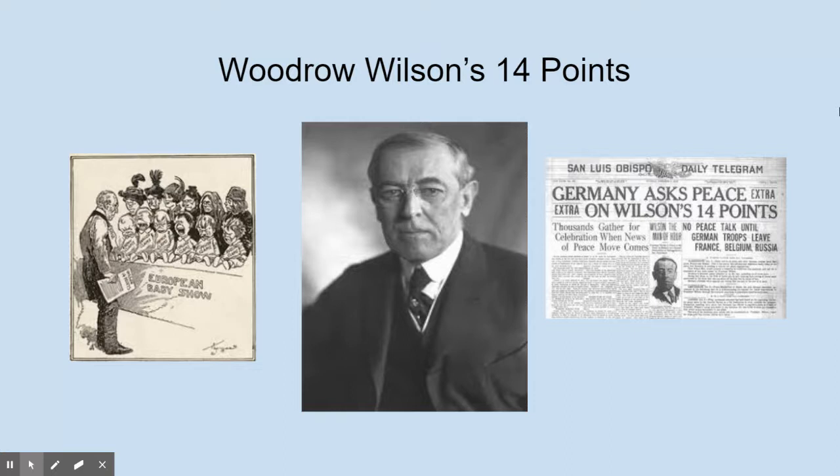The League of Nations was one of the 14 points. Wilson hoped that through the League of Nations, countries could come together and discuss their differences rather than fighting and going to war. This was also a failure as even the United States itself did not join the League.